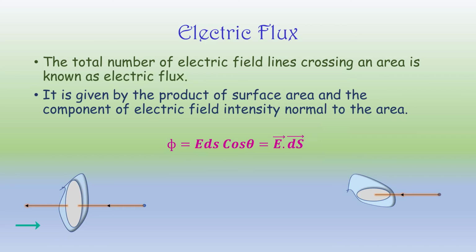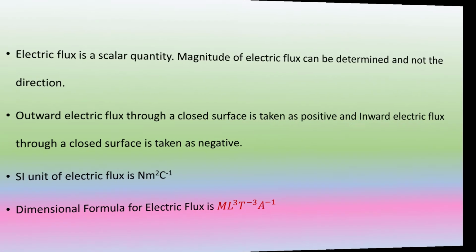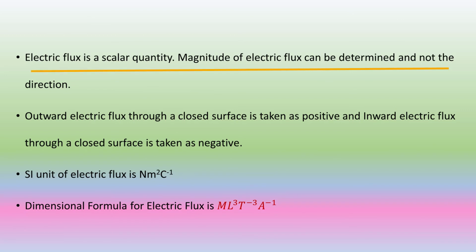In this figure, we are seeing a Gaussian surface, and we can see that if the electric field lines are perpendicular to the surface, normal to the surface, they can pass through the cross-section area. But if the electric field line is parallel to the plane of the surface, then the electric flux through the surface is zero. Electric flux is a scalar quantity. The magnitude of electric flux can be determined, but not the direction.